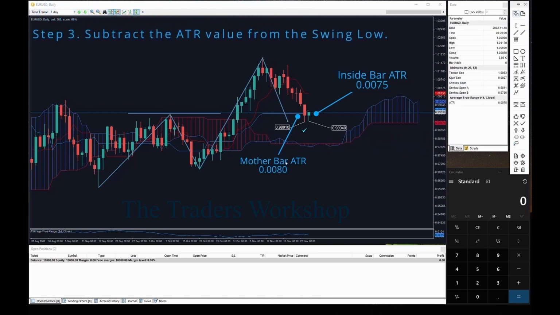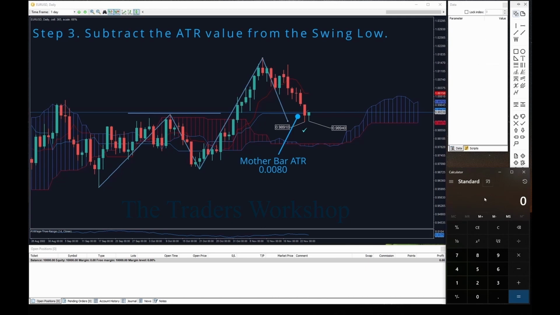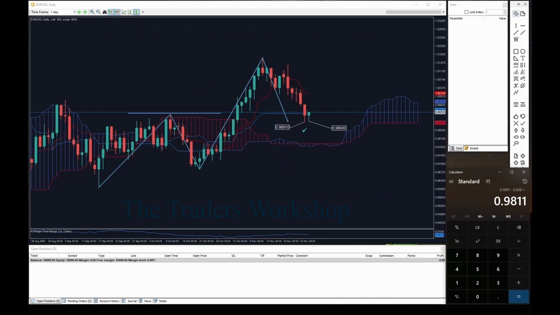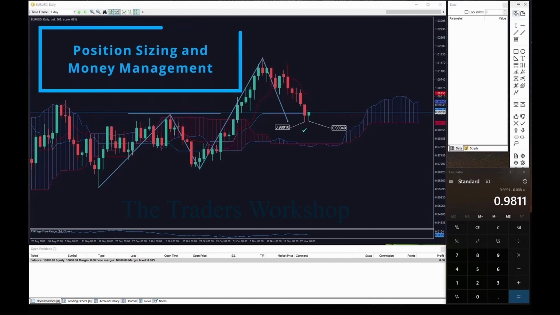Step 3. Subtract the value of the ATR from the swing low. In most cases the swing low is the mother bar. The low of the mother bar is 0.98910 minus 0.0080. And this will be our stop-loss price at 0.9811. We now have our stop-loss price.